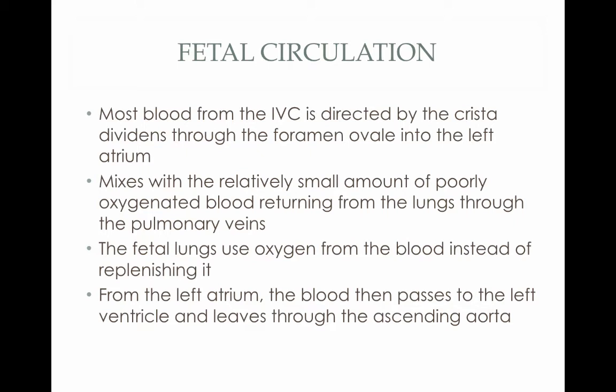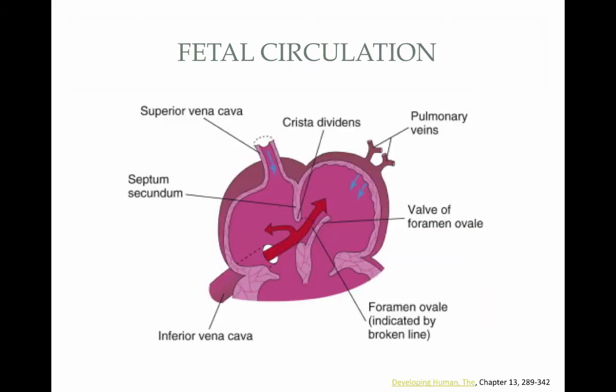From the left atrium, the blood then passes to the left ventricle, leaves the left ventricle and passes through the aortic valve to the aorta. So here is this foramen ovale, right? Blood is being directed into the left atrium. Here's that crista dividens, right? So blood is coming through the IVC.